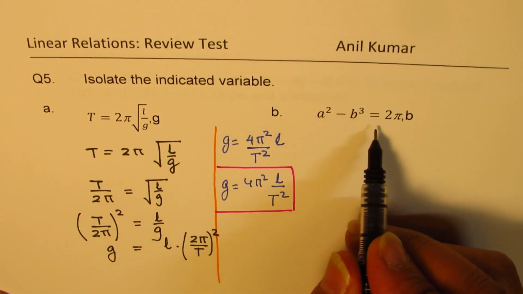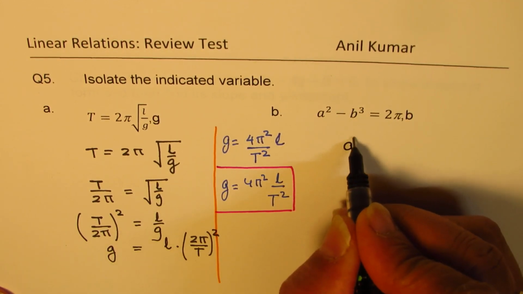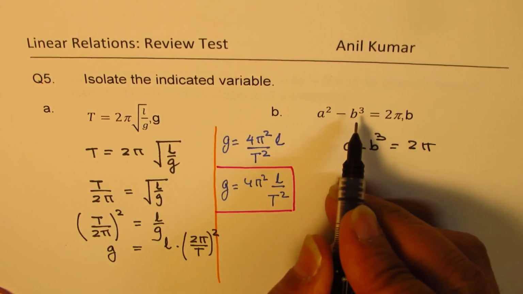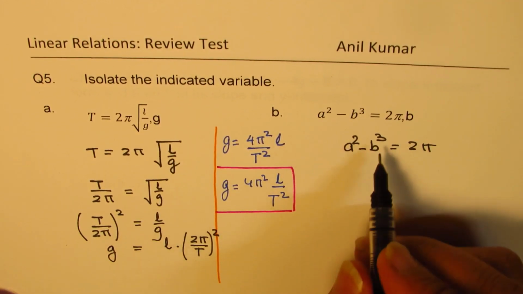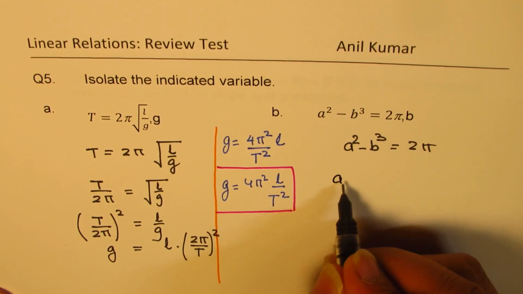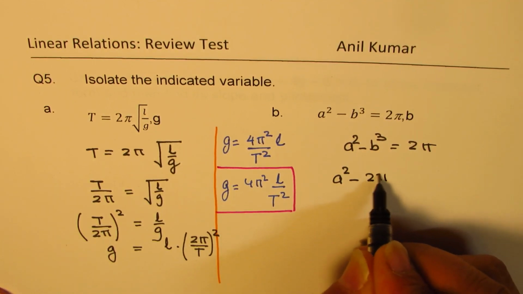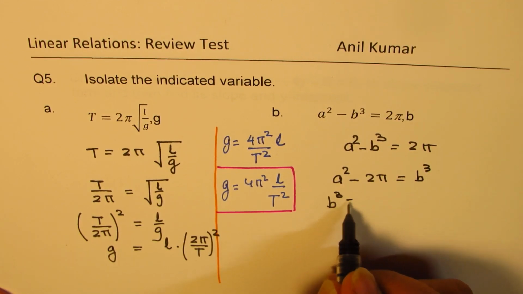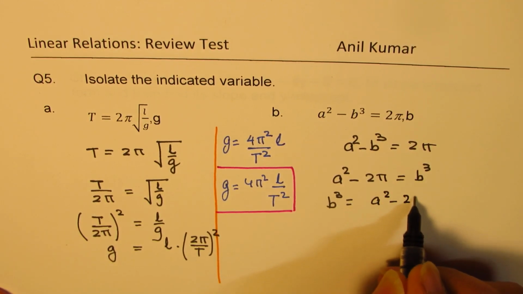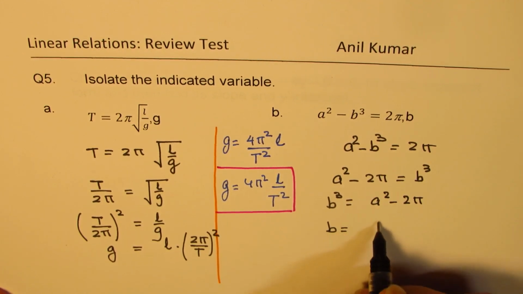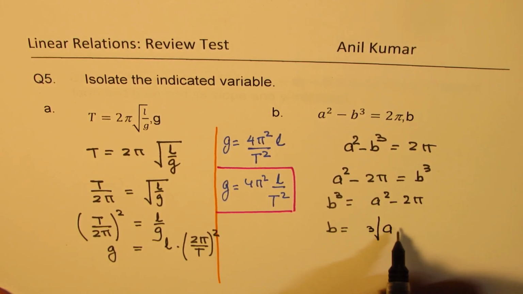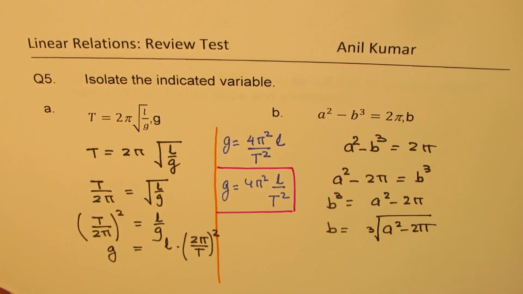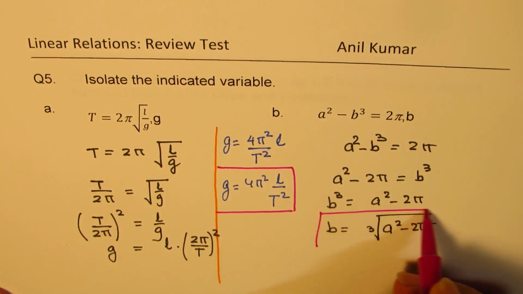Let's do part B now. A square minus B cube equals 2 pi. Let's write down. A square minus B cube equals 2 pi. We need to isolate B. Okay. So let's take B to the other side. So we get A square minus 2 pi equals B cube. Is that clear? So that means we are writing B cube is A square minus 2 pi. So B is the cube root of A square minus 2 pi. Clear? So that is how we are going to isolate B.